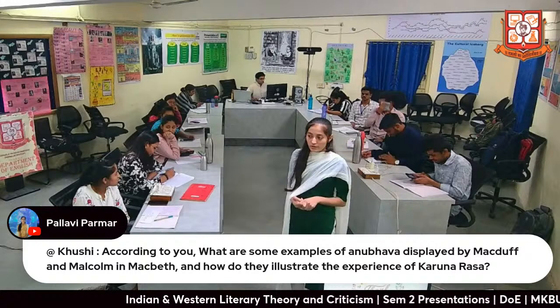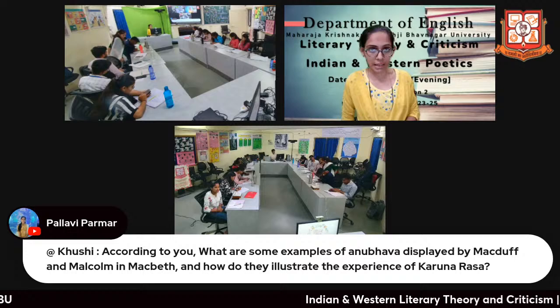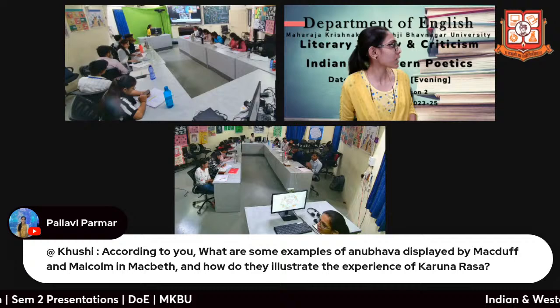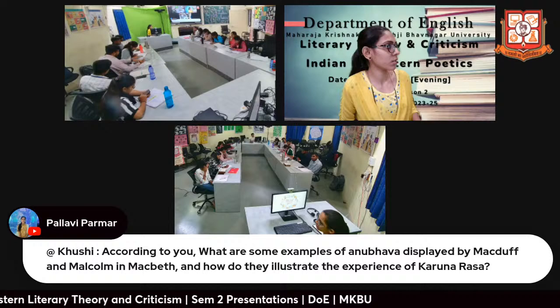Macduff and Malcolm in Macbeth. Macduff shows sorrow because of his family's death, and Malcolm shows revenge in the state of Scotland. And this illustrates the experience of Karundras, because Macduff shows sorrow and guilt, and Malcolm shows revenge and a loss of conscience in the Karundras. So thank you.